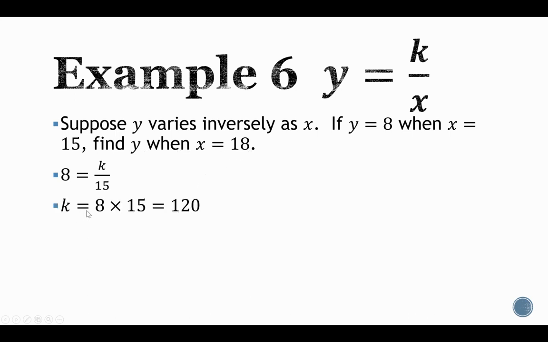So we have to solve out for our constant of proportionality. We multiply both sides by 15. We get k is equal to 120. And now we can take that k and toss it back into the problem using 18 as our x value, because that's what we're trying to find the y for. And when we solve this, we get y equals 6.7. So as you can see, it's basically a two-step problem. A lot of the second portion of your homework is going to be these two-step style problems.